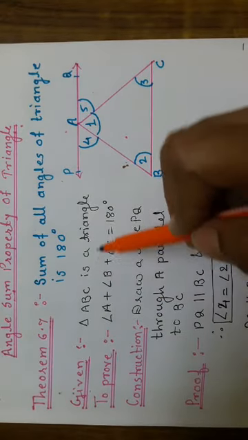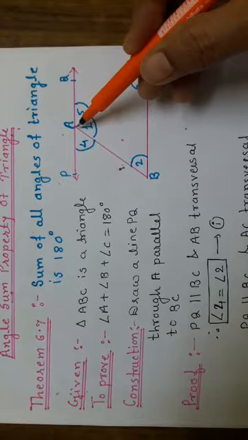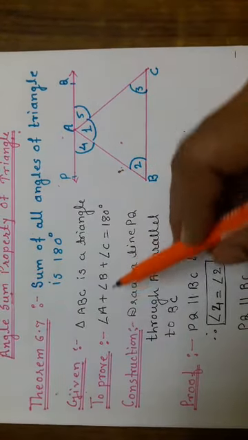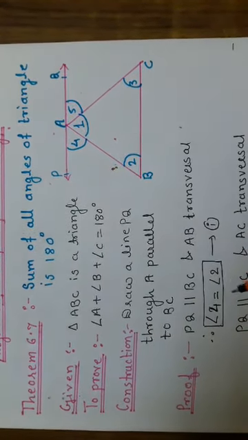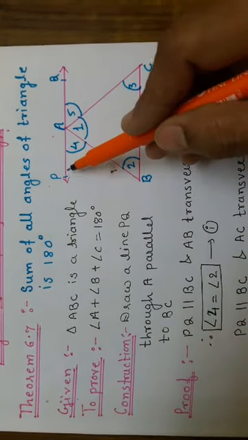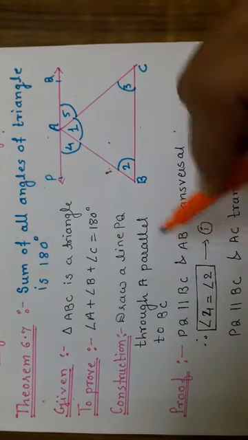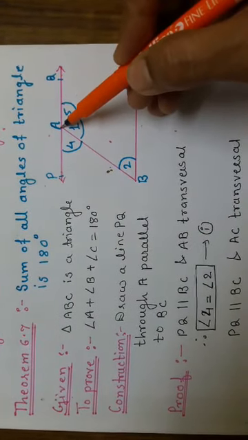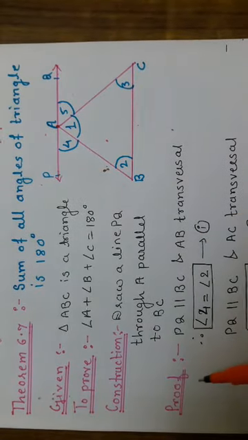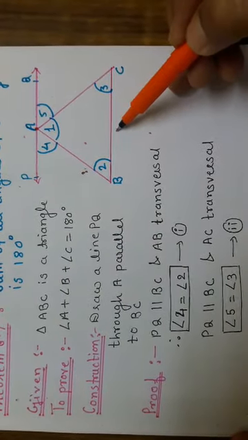Given: ABC is a triangle. To prove that angle A, angle B, angle C, their sum is equal to 180 degrees. But for that we have to do a construction, that is, we have to draw a line PQ parallel to BC, and it is passing through the vertex A. So the proof: PQ is parallel to BC.